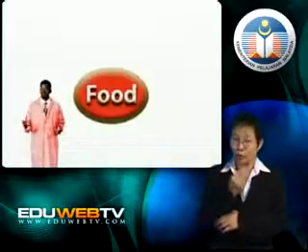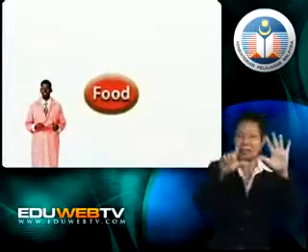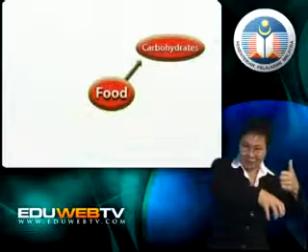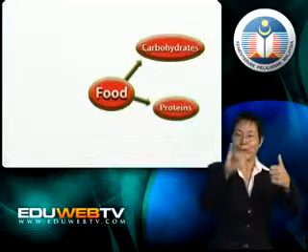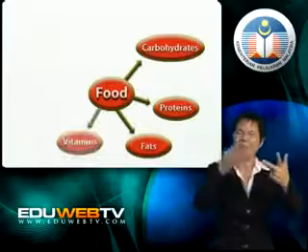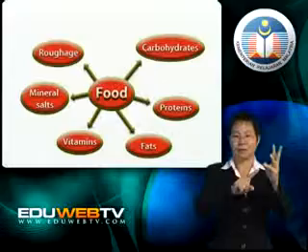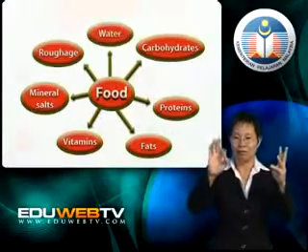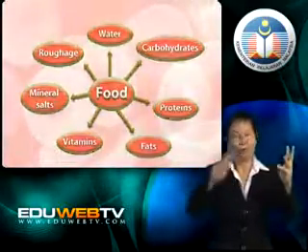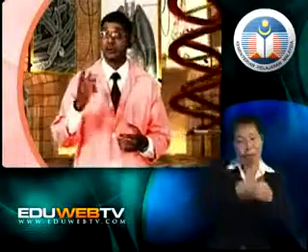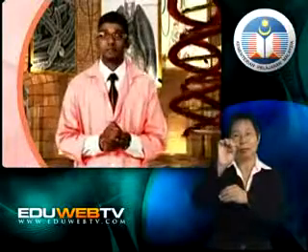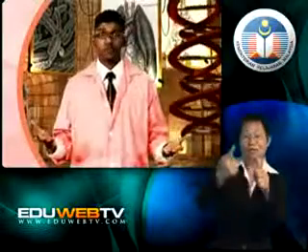Food can be classified into seven main classes. They are carbohydrates, proteins, fats, vitamins, mineral salts, dietary fibers or roughage, and water. Let's discuss carbohydrates, proteins, and fats first. We shall discuss these three nutrients first because they form the bulk of our food. We'll start with carbohydrates.